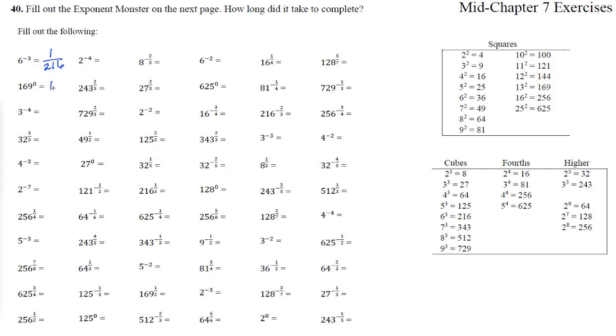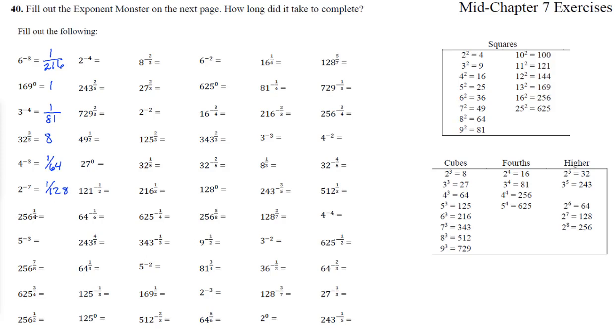169 to the 0, anything to the 0 power is 1. 3 to the negative 4, that's 1 over 3 to the fourth power, which is 81. 32 to the 3/5 power, so this is the fifth root of 32, which is 2, to the third power, which is 8. 4 to the negative 3 power, that's 1 over 4 to the third power, which is 64. 2 to the negative 7 is 1 over 2 to the seventh power, which is right down here at 128.